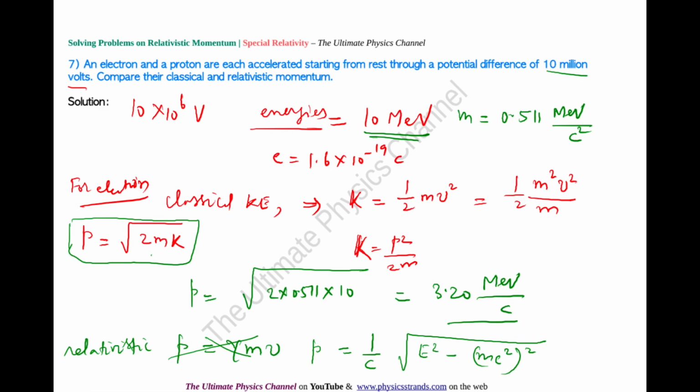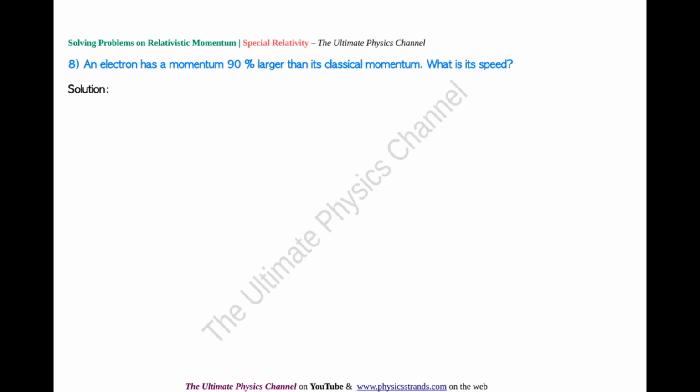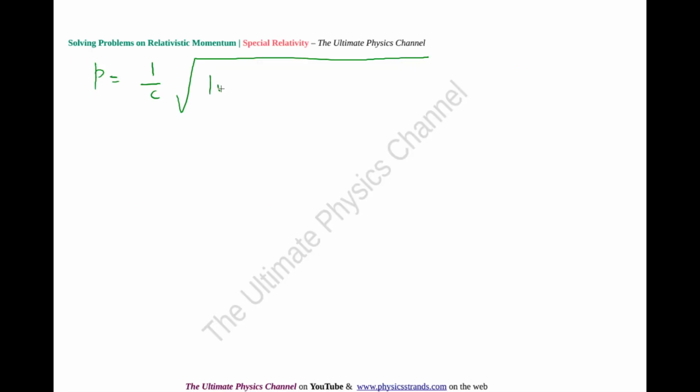So if I substitute these numbers for p, I get p is equal to 1 over c times the square root of E squared, that means total energy squared. Here E squared is basically total energy squared, and that is the kinetic energy, which is 10 MeV, plus the rest mass energy 0.511. So we have to do that as a total energy. That is going to be roughly 10.5 whole squared, minus mc squared whole squared. So mc squared in this case is the rest mass energy, that is 0.511 whole squared. If I do that, I get 10.5 MeV over c as the relativistic momentum for the electron.